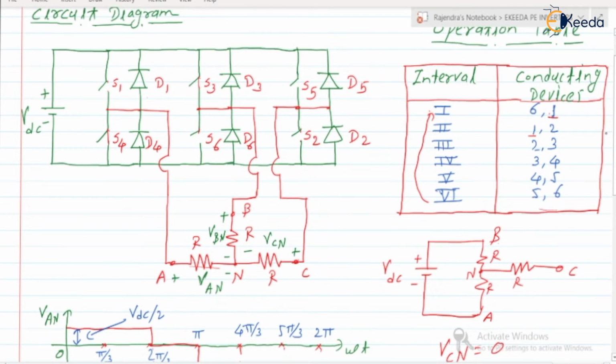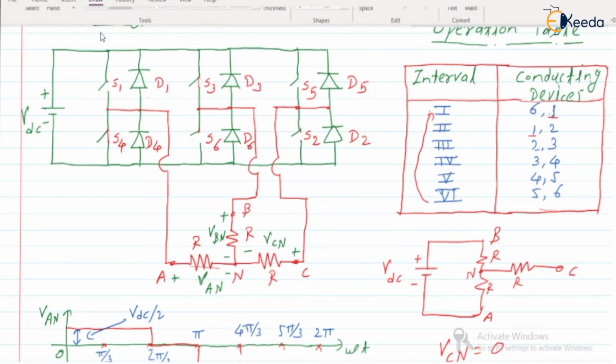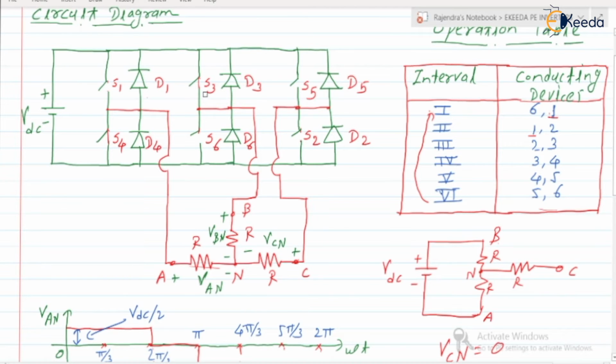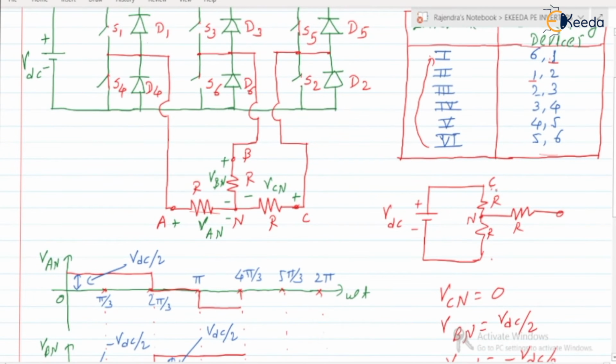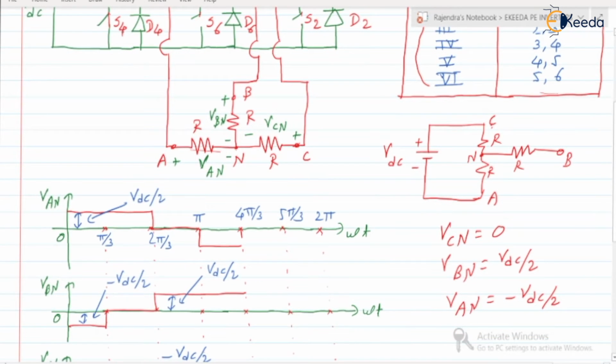During the fifth interval, switch number 4 and 5 will be in the on state, so switch number 3 is open. Let us short circuit the switch number 5. Phase A is connected to the negative plate of the VDC, phase B is open, and phase C is connected to the positive plate of the VDC. From this we can write the phase voltages VAN, VBN and VCN.